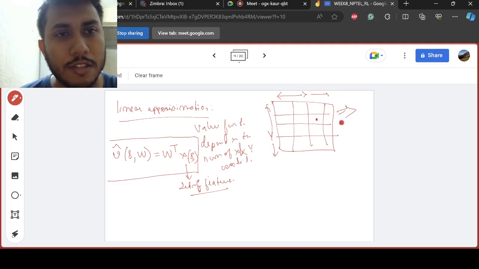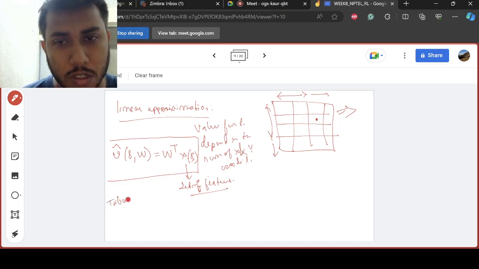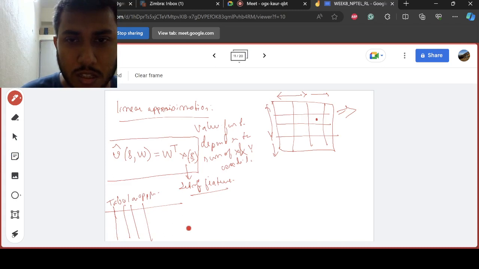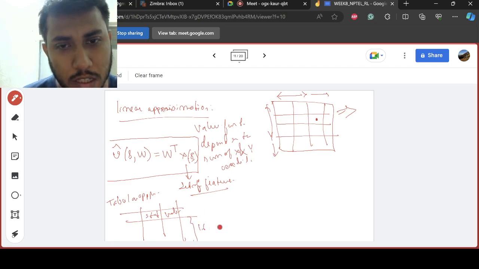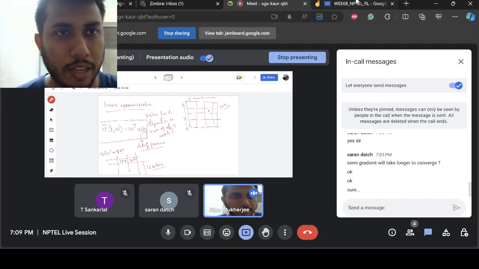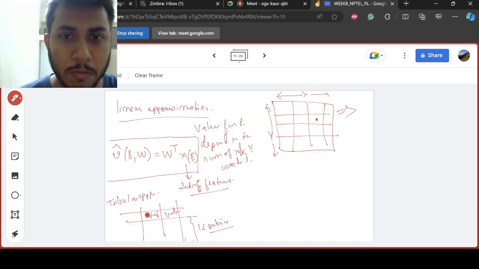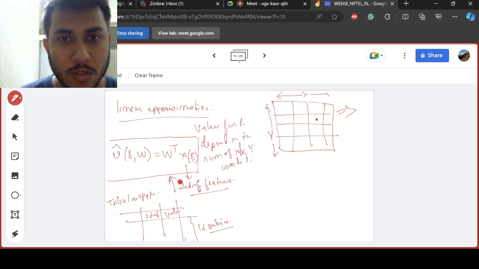Suppose this is your problem setup where you have 16 grids. What you will typically have in a tabular approach is something like this: state and value, right? You will have simply 16 entries, something like that. So if you want to accommodate this into something like this, what will it be? It will look something like this.